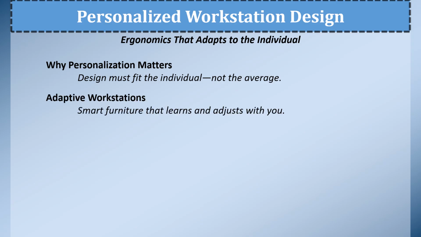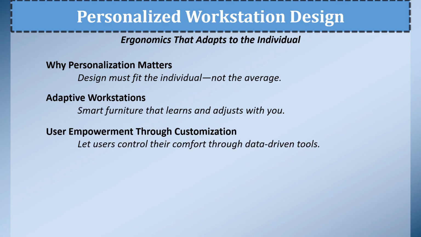Adaptive workstations use AI input from posture sensors and behavioral data, so smart desks and chairs adjust automatically. These systems remember preferred heights, angles, and schedules for sit-stand routines, creating a more responsive and health-supportive environment.